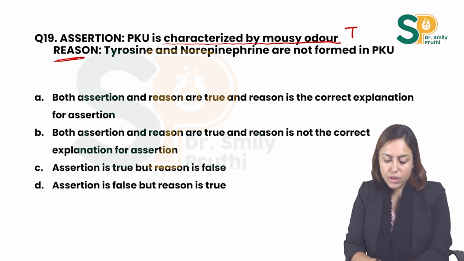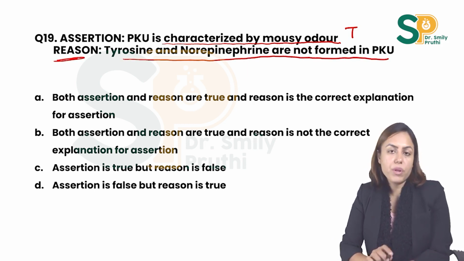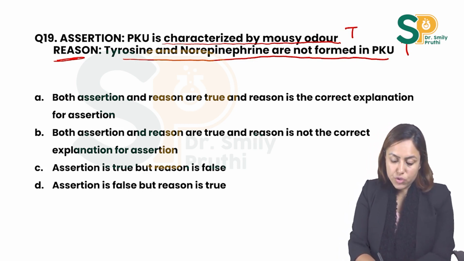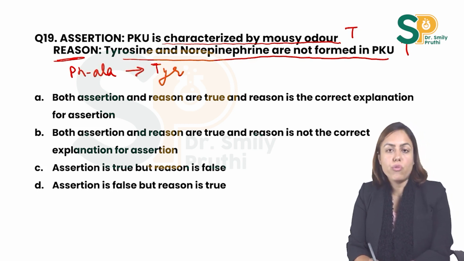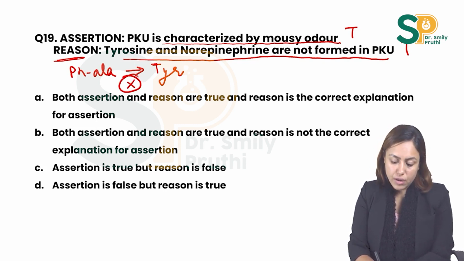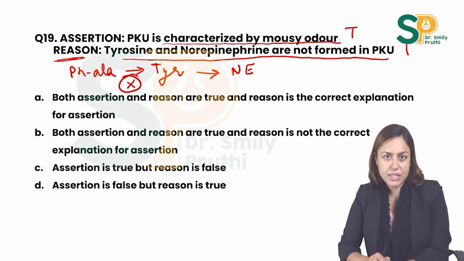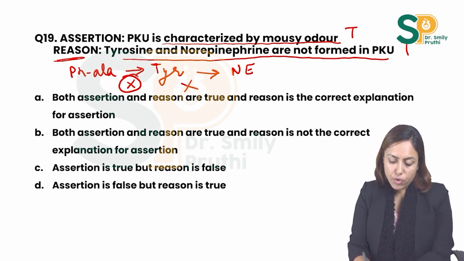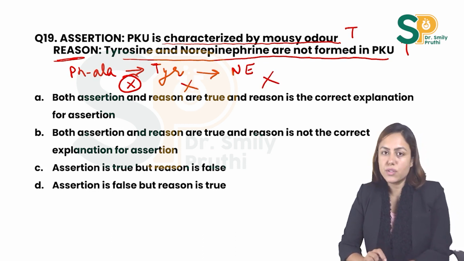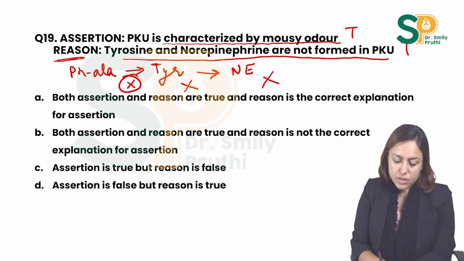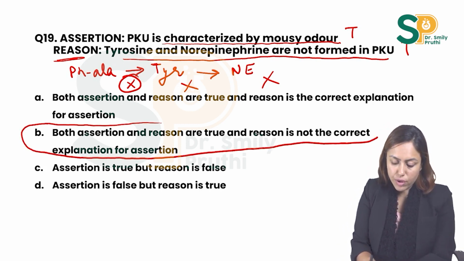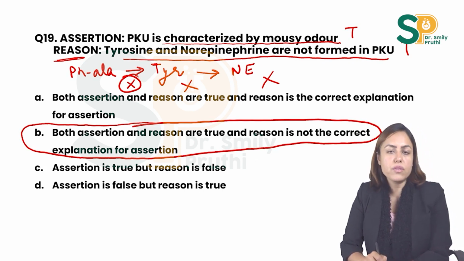But here what reason is given? Tyrosine and norepinephrine are not formed in phenylketonuria. This line is true, but it is not the reason for the assertion given. Okay, how is it true? Because in phenylketonuria, there is a defect in the formation of tyrosine from phenylalanine. Here there is a blockage, and tyrosine forms norepinephrine and other catecholamines. So obviously, tyrosine is not formed, norepinephrine is also not formed in this case of phenylketonuria. So what is the answer? Both assertion and reason are true and reason is not the correct explanation for the assertion, right?